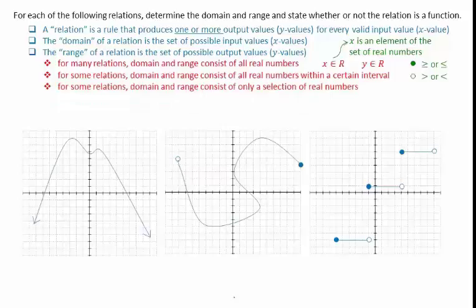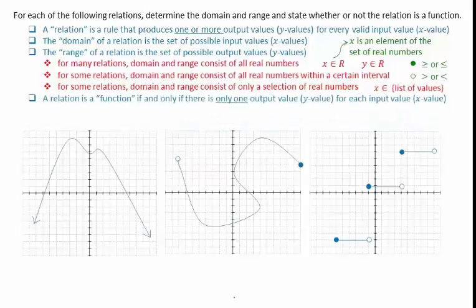For some relations, the domain and range consist only of a selection of real numbers. Here, to list the domain, we would write x is an element of, and then a list of values inside a set of curly brackets, also called set braces.